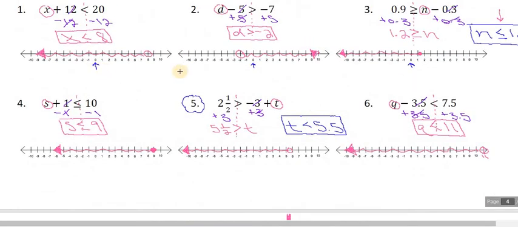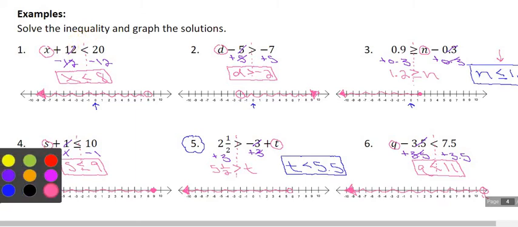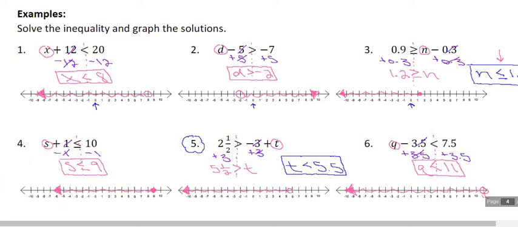So just picking a number within our shaded region will help us make sure that our shading was correct. And we can test the endpoint itself as if we were going to plug it into an equation. What I mean by that is if I check number 1 and I put in 8 for x, let's just pretend it's an equal sign. So 8 plus 12, does it equal 20? Yes, 20 equals 20 would be a check in terms of verifying that your endpoint or your target number is in fact correct.